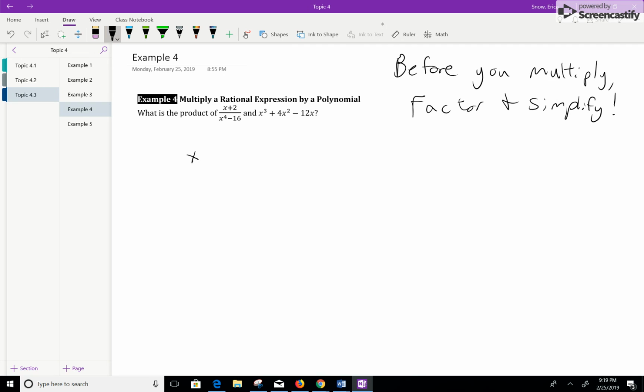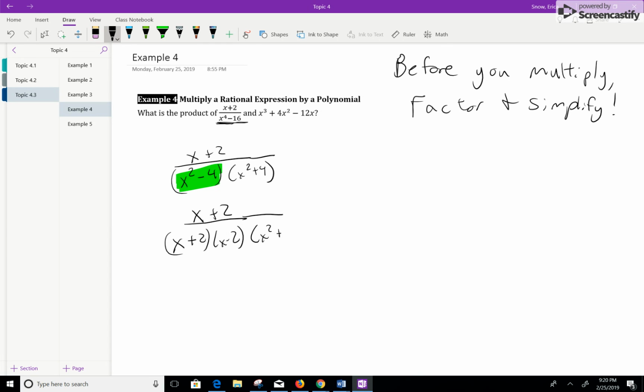So on the top, we're going to get x plus 2. We're going to factor and simplify the first one first. And we're going to get x squared minus 4 and x squared plus 4. Again, you probably won't see anything to the 4th power like that again, but just in case you do, here we go. Then you should notice that this is also a difference of squares. So we're going to have x plus 2 over x plus 2, x minus 2 times x squared plus 4.